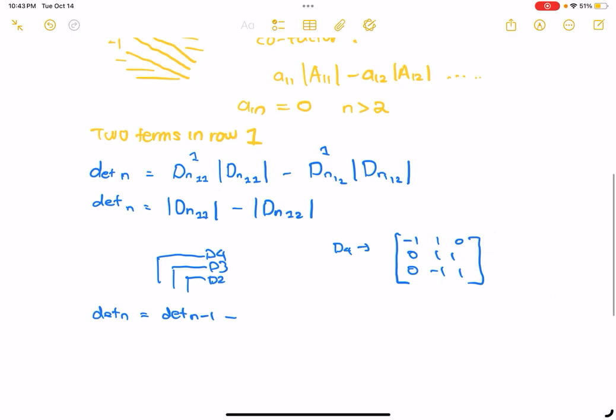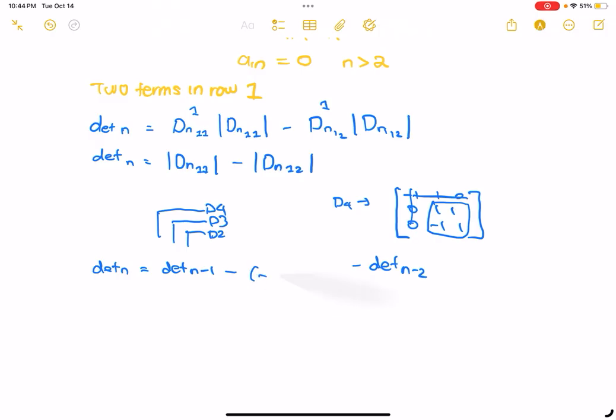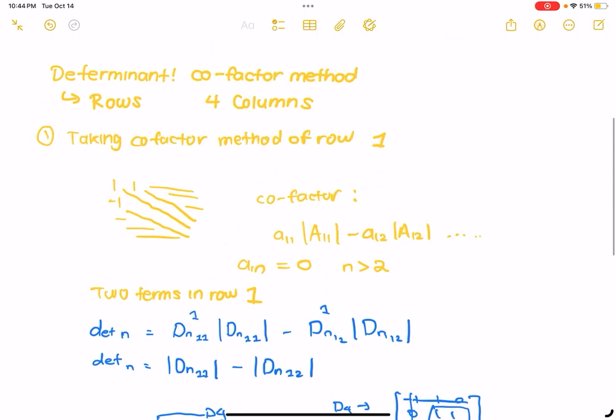But for this, getting the cofactor is really simple, because we just take negative 1, right? And we get negative with that value because it's the start entry. And then when we get rid of this row and column, we end up with D2. This is D2 right here. So we get the determinant of n minus 2. Minus det n minus 2. So the determinant of n, we have just proven, is the sum of the determinants of the last two.